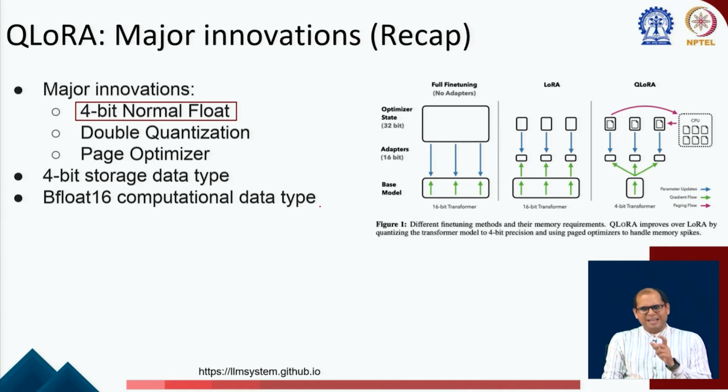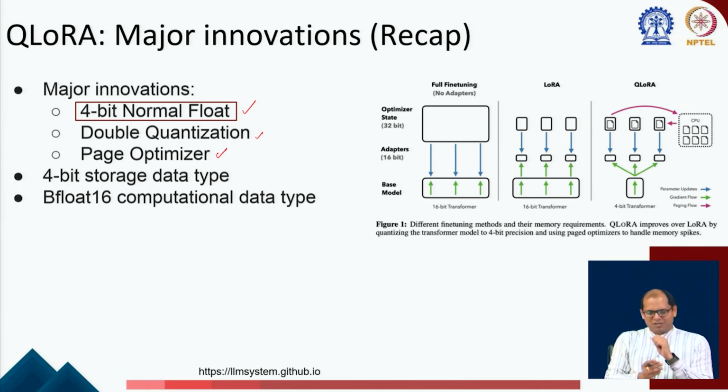So, quick recap. When we asked what are the major innovations that QLoRA brings in, we talked about 4-bit NormalFloat. So we will store all the weights in 4-bit through quantization. The other two innovations are double quantization and paged optimizer, and this is what we will discuss in this lecture.